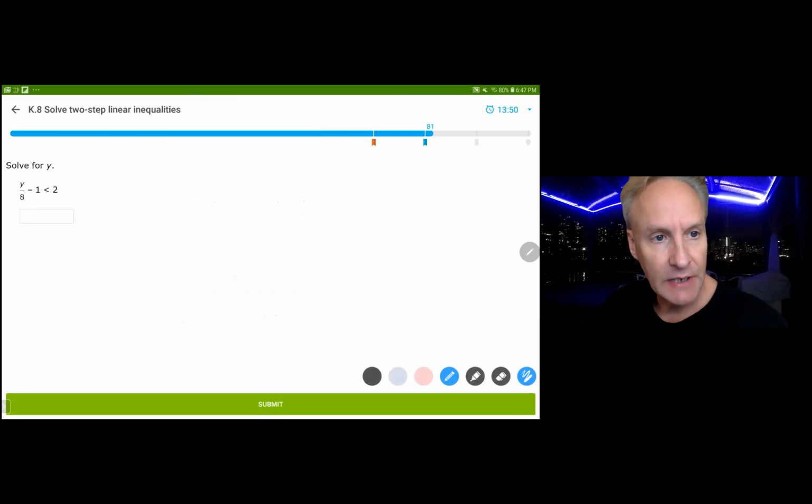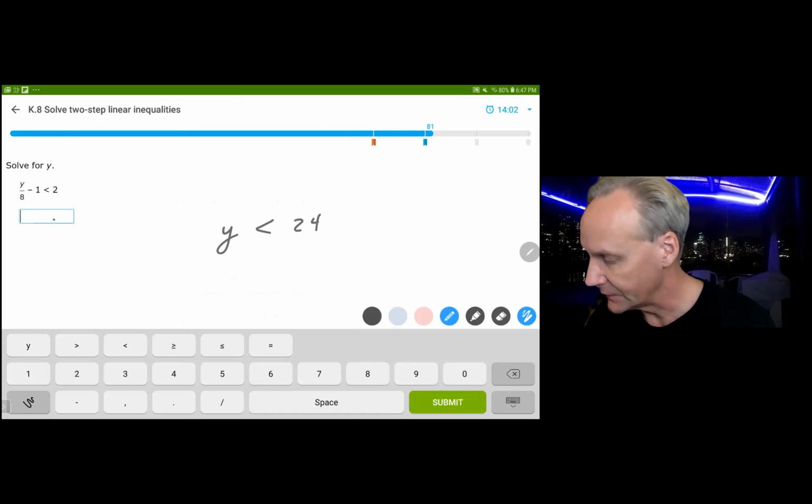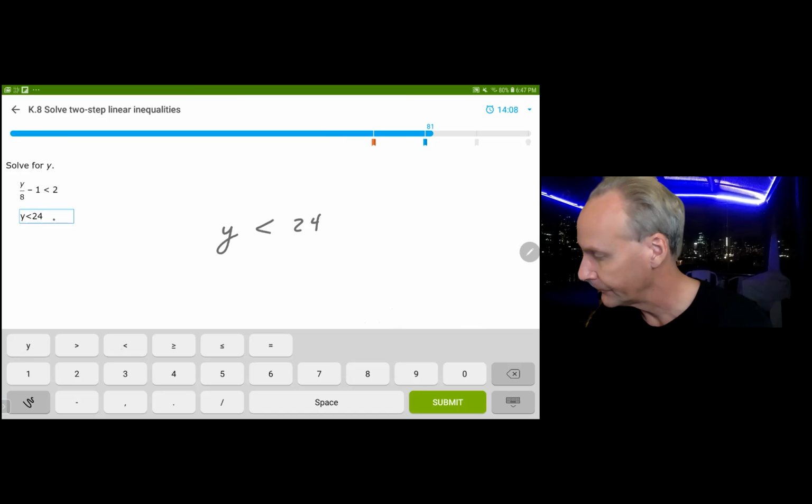Figured it might. I'm going to add 1 to both sides, and then I'm going to multiply by 8. And I'm going to get y is less than 24. All I did was add 1 and multiply by 8 on both sides. There is no change because I wasn't multiplying or dividing by a negative.